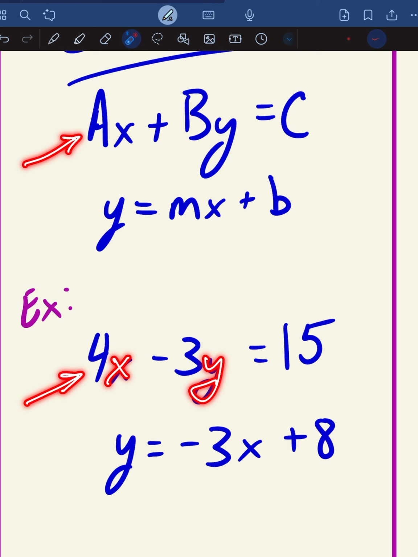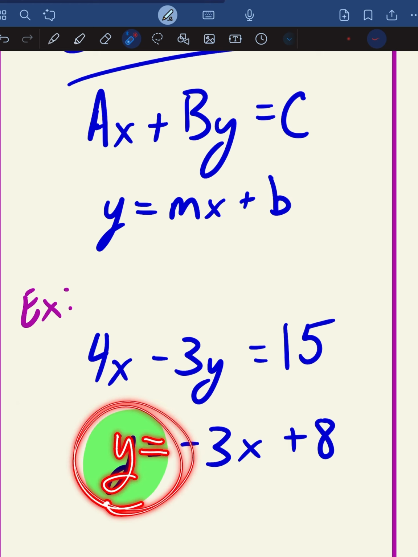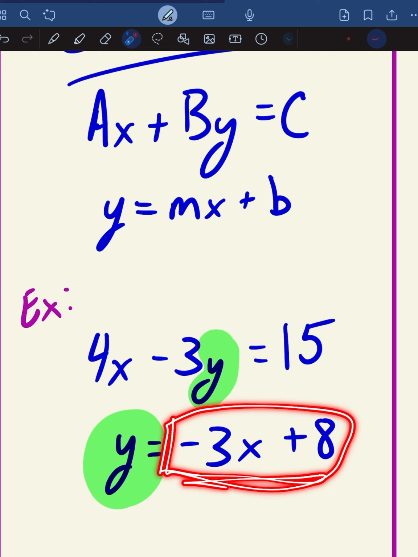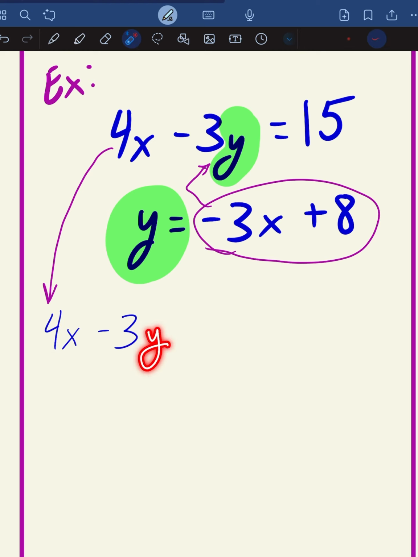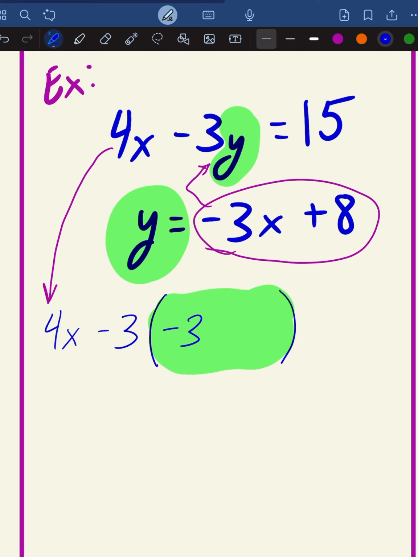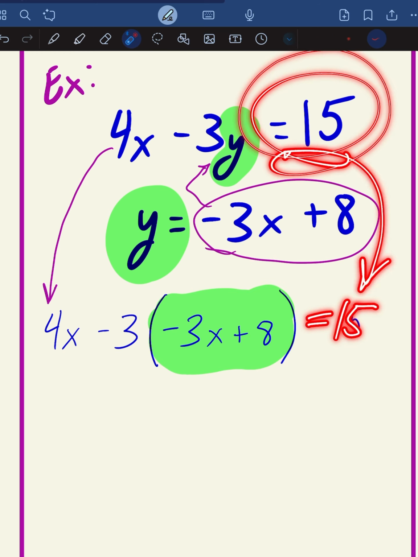Standard form has x and y on the same side of the equal sign. The key to substitution is when you have that one variable by itself, in this case y. We could take everything that the y equals and substitute it, replace it for that variable in the other equation, which would mean we're taking this -3x plus 8 and putting it into this first equation for the y. So we would take that first equation, rewrite it, but instead of the y, we would put open parentheses, and in those parentheses, we would put that equation. Don't forget to finish writing the last bit of the equation.